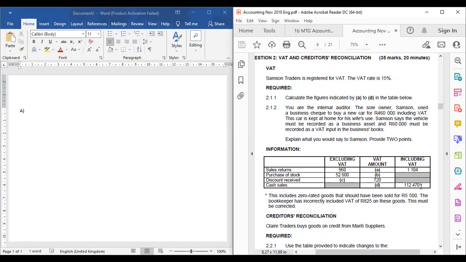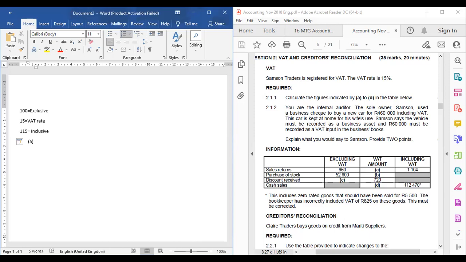So sales returns, excluding VAT, were given the amount including VAT, and now we have to calculate the VAT amount. So what I taught you doesn't change, right? What I taught you doesn't change. 100 is exclusive, right? 15 is the VAT rate. 115 is equal to inclusive. Right. So now we can start answering our question. Right.